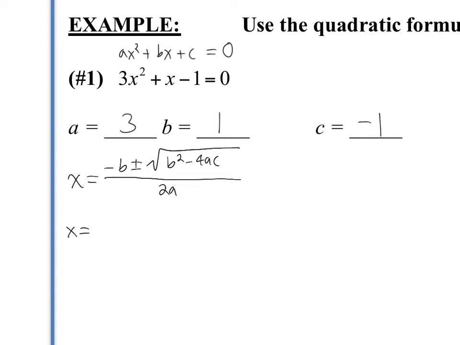If b is 1, what's the opposite of b? That's going to be negative 1 plus or minus the square root of b squared. When you plug in b squared, we put parentheses around the b. So we're going to do 1 squared like this, minus 4 times a, which is 3, times c, which is negative 1. And that's all over 2 times a, which is 3.